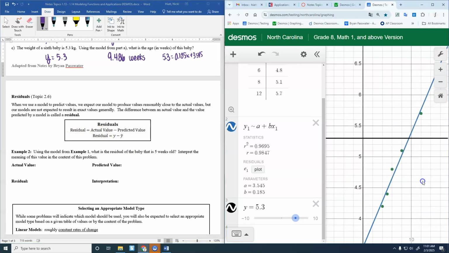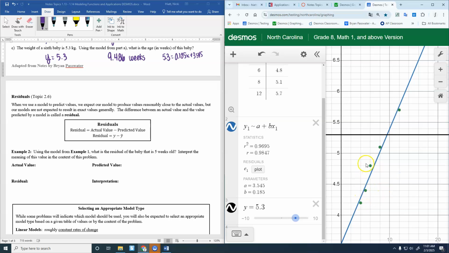So if you look here, you can see my green dots are not perfectly on that line. They're off from the predictions just a little bit. A residual is going to be the actual value minus the predicted value. Okay, so that is something key for you to have memorized. Residual is actual minus predicted, and you need to know that order because this can be positive or negative. Actual is the value that's in your table. Predicted is what the line gives you.